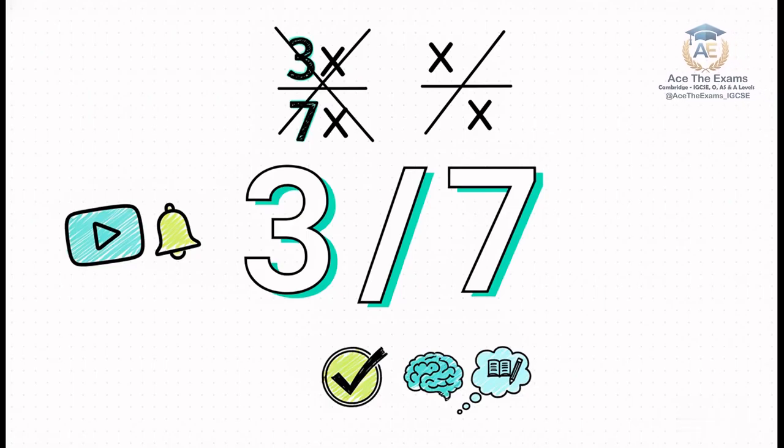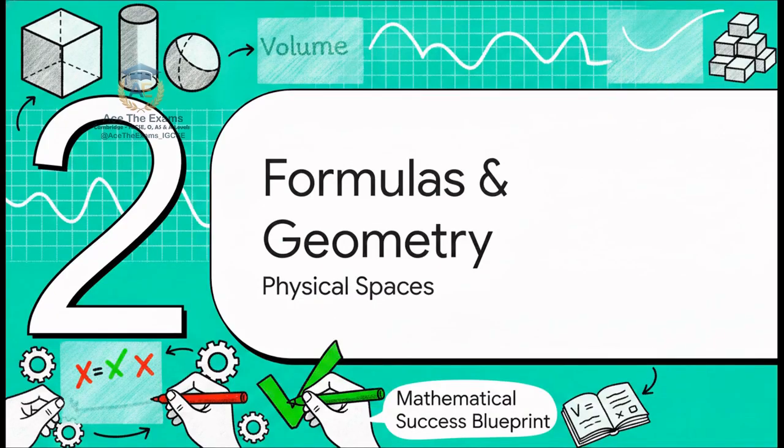You are just left with 3 over 7. It really is that simple. Please don't let the sudden presence of letters make you forget the fundamental rules of arithmetic you mastered years ago. Trust the process. Moving right along to Section 2, Real-World Formulas and Geometry.